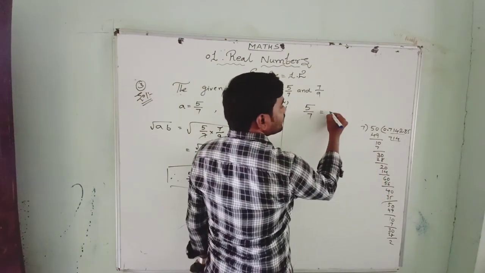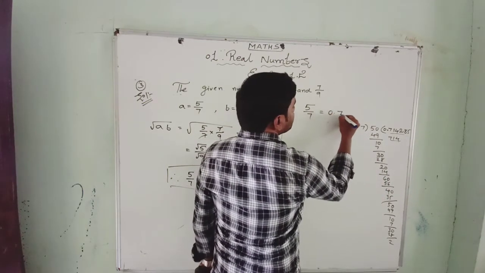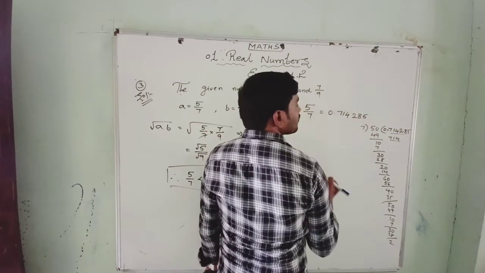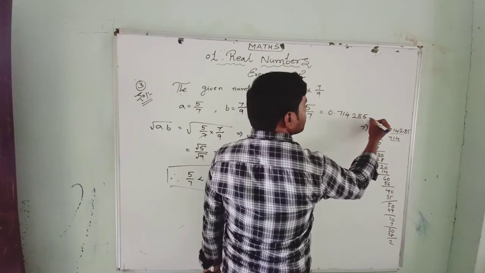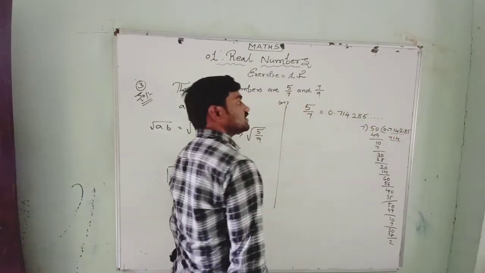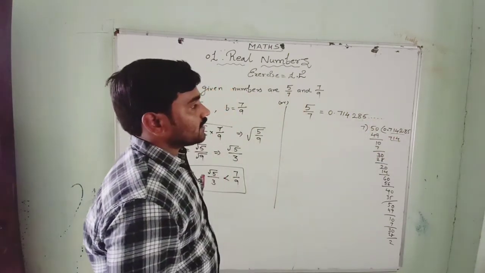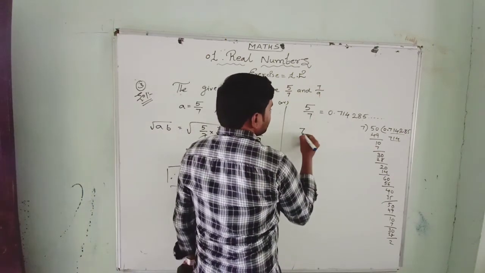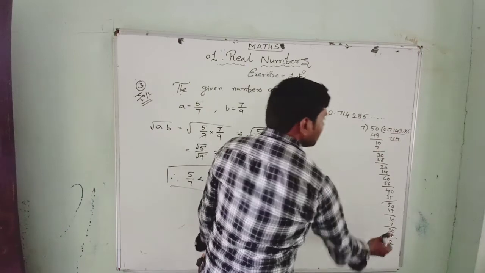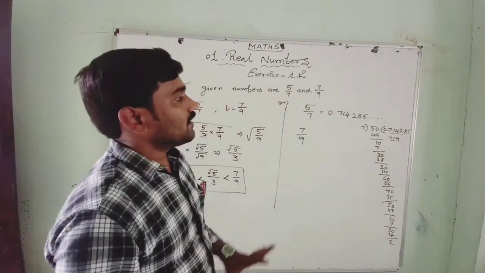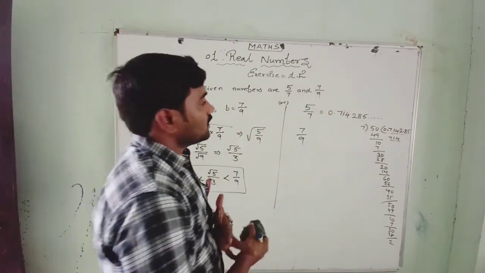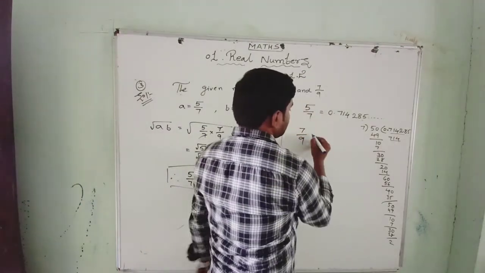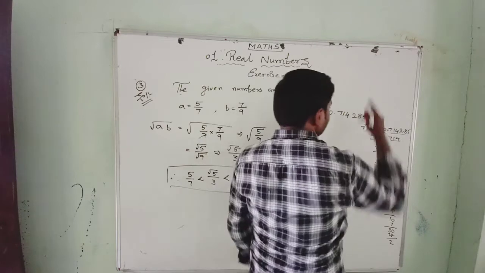So we can write 5 by 7 equal to 0.71428 with a bar like that. It will be continuous like that. The same digits will repeat. Then now, what is 7 by 9? We don't require this much division, but I told this is how it goes. So it will repeat like this. Now then we go for 7 by 9.